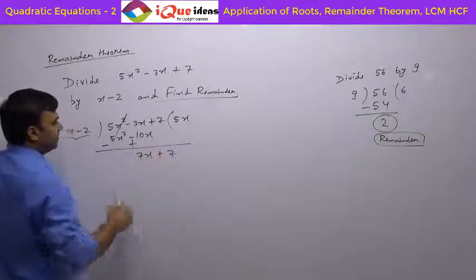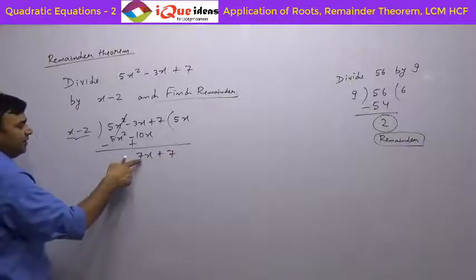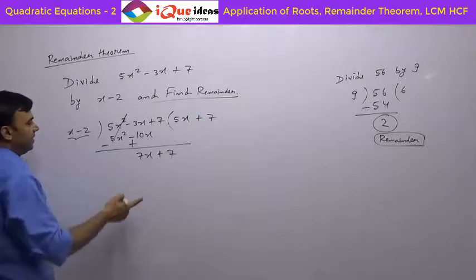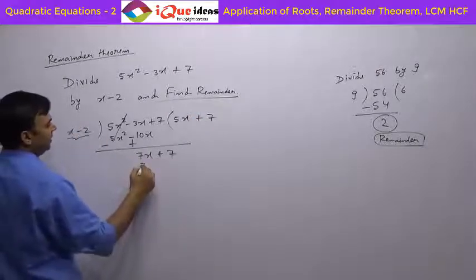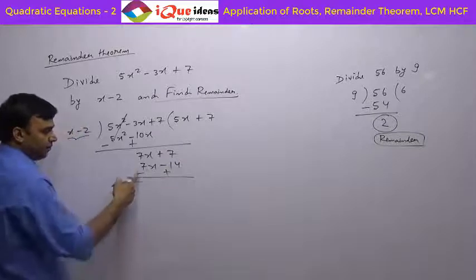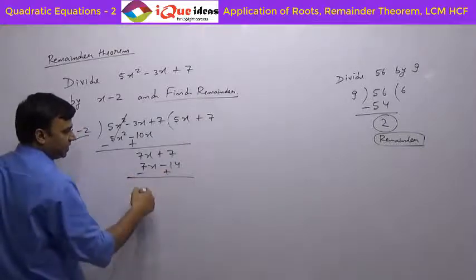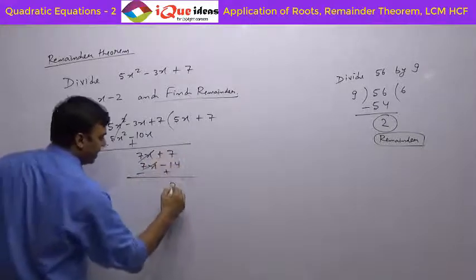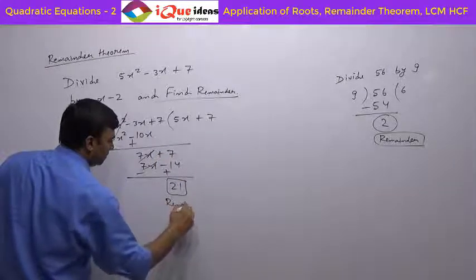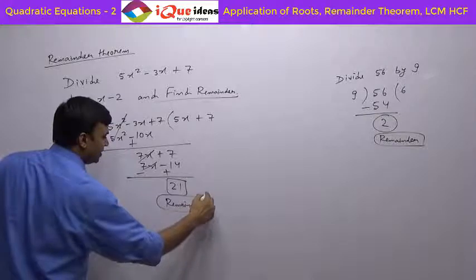plus 7. Alright. Now here we have 7x, here we have x. So multiply by 7. So let's take plus 7. If you multiply by 7, it will be 7x minus 14, and then subtract. So the 7x becomes negative, minus 14 becomes positive. So 7x cancelled, we have 7 plus 14, that is 21. So this 21 is the required remainder, right? So this is the answer of this question.